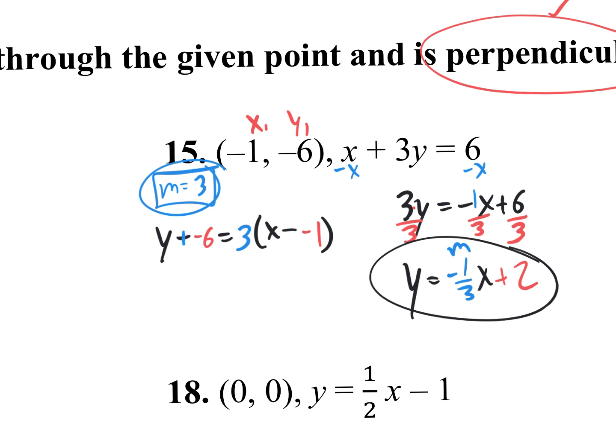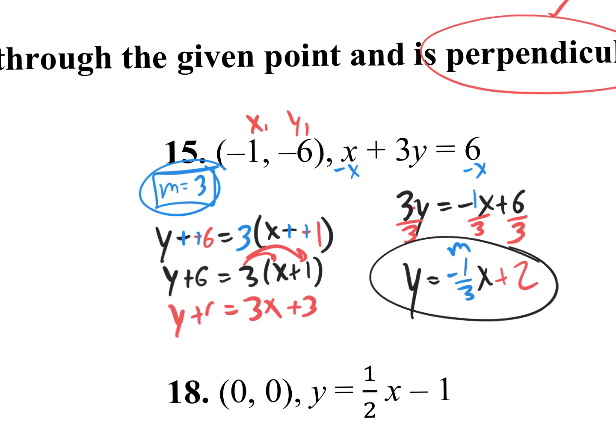So change the minus minus to plus plus on both. Rewrite it. Y plus 6 equals 3 parenthesis x plus 1. Distribute the 3. 3 times x is 3x. 3 times 1 is 3. Bring down the equal sign. Bring down the y plus 6. We almost have y by itself. All you have to do is subtract 6 and subtract 6, and you'll have y equals 3x minus 3. So our equation is y equals 3x minus 3.